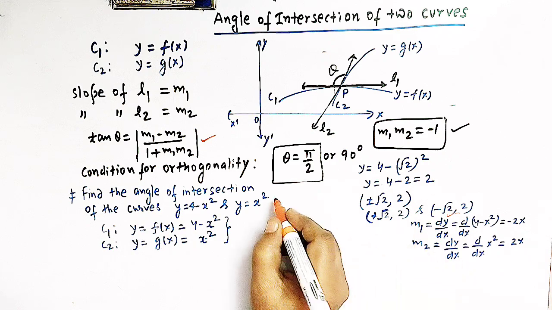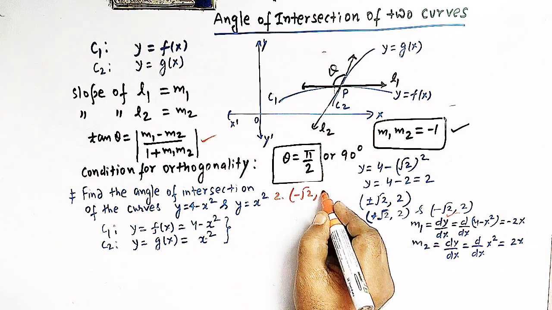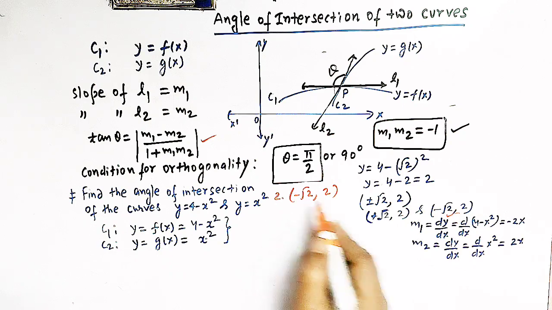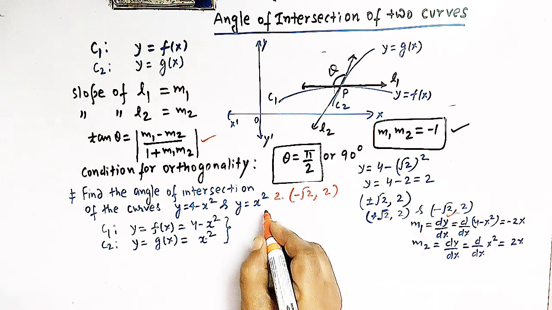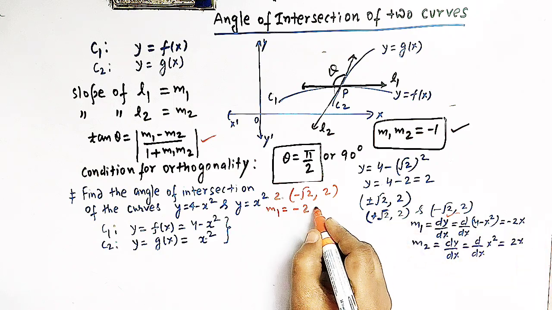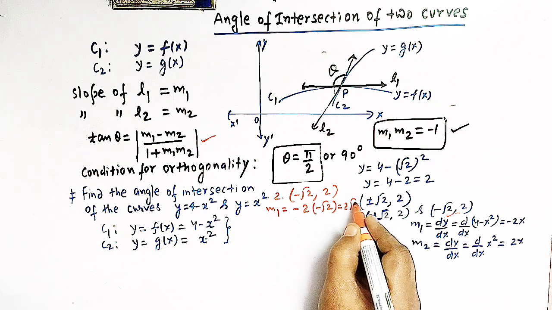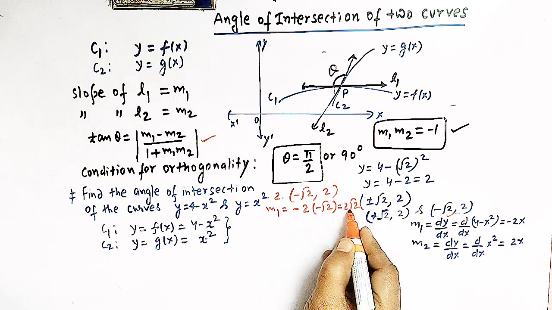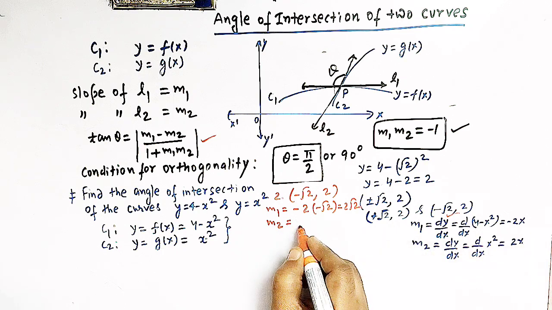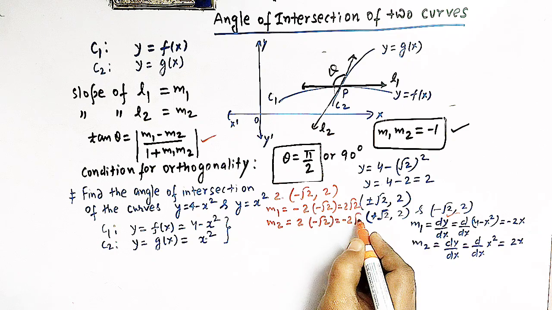So when we take the second point, we have (−√2, 2). In this case, the value of x is −root 2. So the slope m1 is now given by −2x. So this is −2 times −root 2, that is simply 2 root 2, because minus times minus is positive, and m2 is given by 2x, so we have 2 times −root 2, that is −2 root 2.